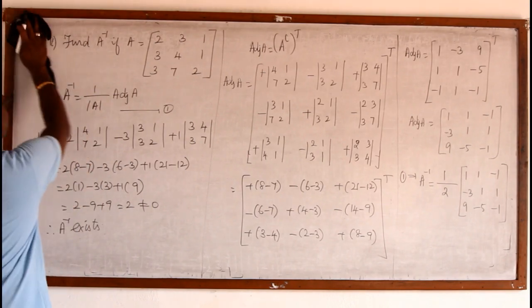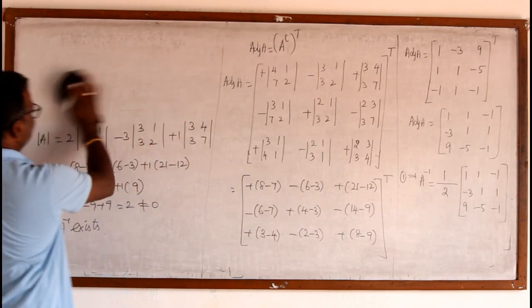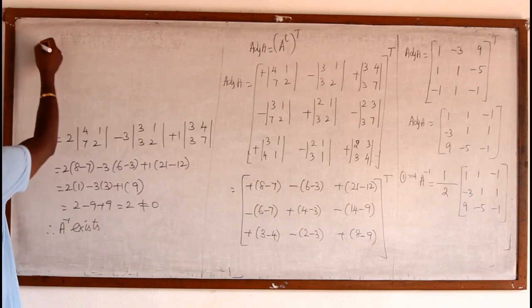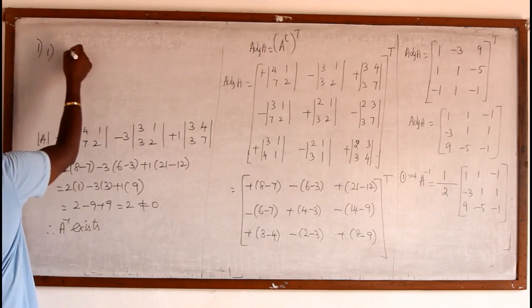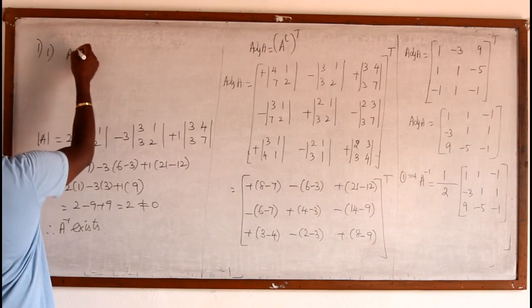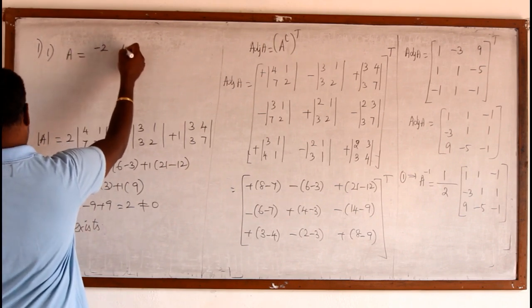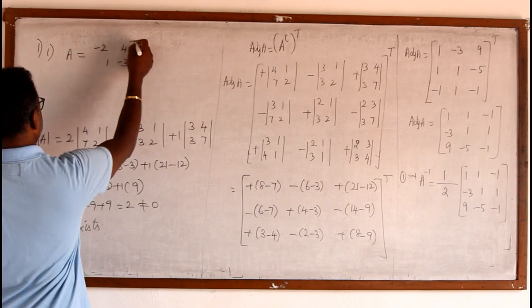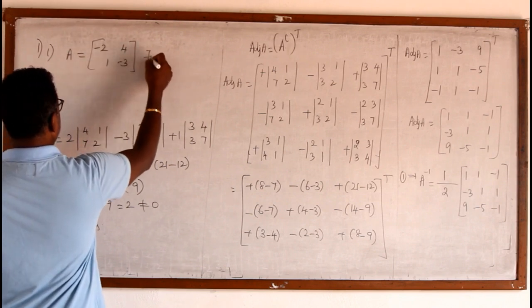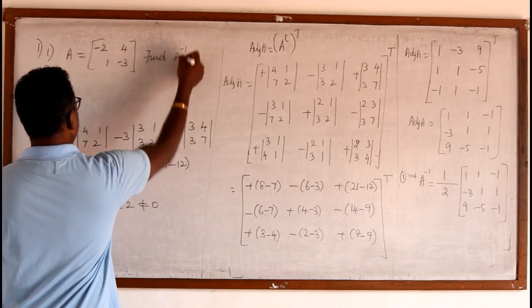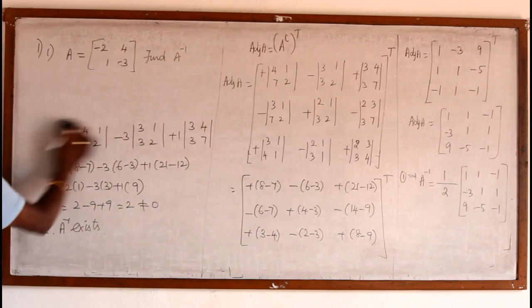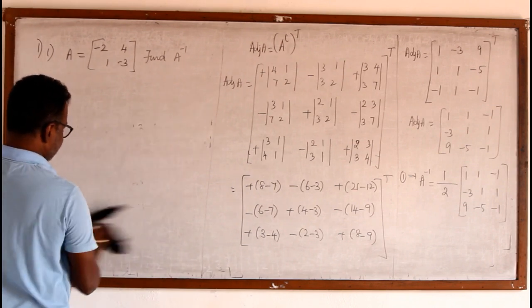So now it is familiar for us after seeing these 4 problems. Now let me go for the first problem because it is a 2 by 2 matrix. If A equal to minus 2, 4, 1 minus 3, find A inverse. Since it is a 2 by 2 matrix, straightly we can go.